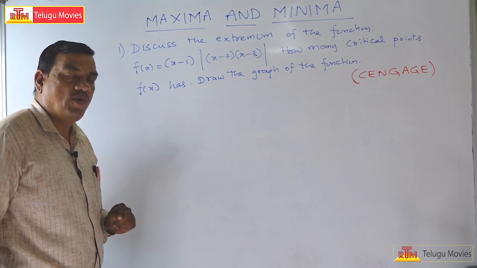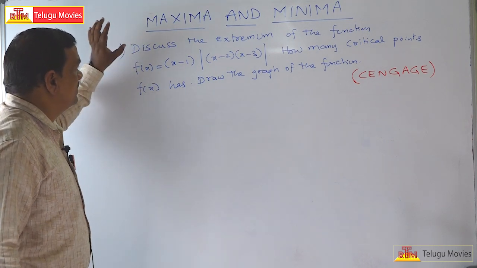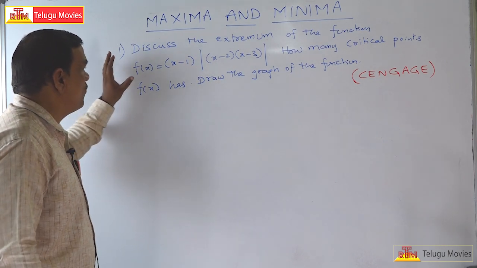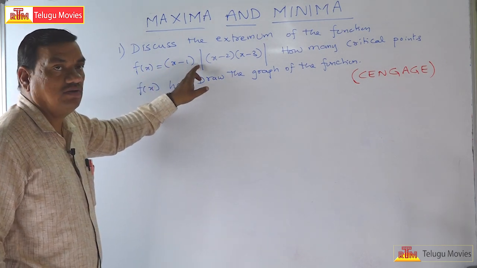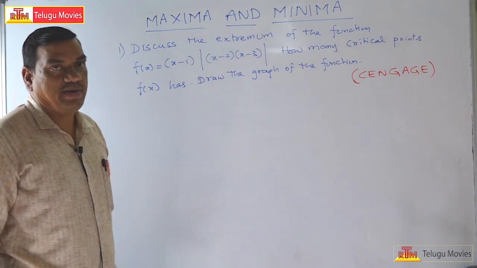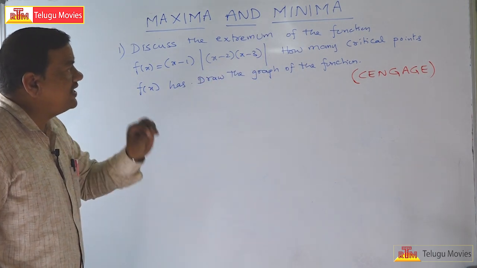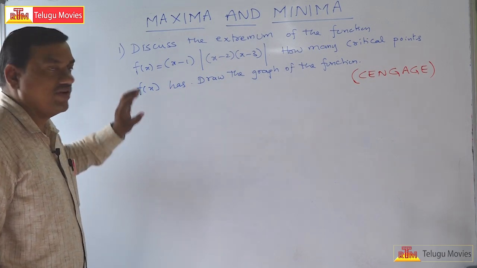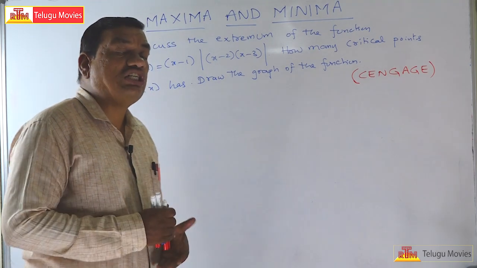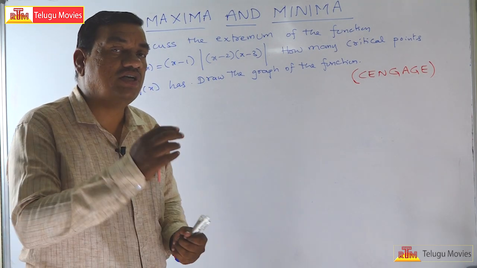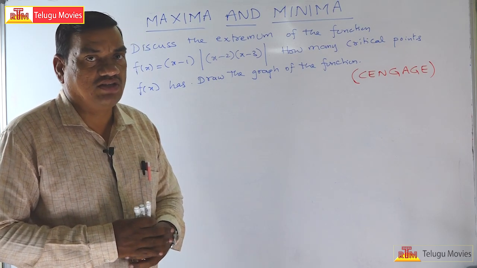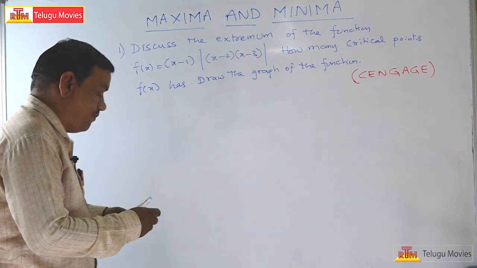The first problem of today's class is: discuss the extremum of the function f of x equals (x minus 1) into modulus of (x minus 2) into (x minus 3). How many critical points does f of x have, and draw the graph of the function. These types of problems will be asked in JEE Mains and also JEE Advanced examinations. So let us discuss the problem now.